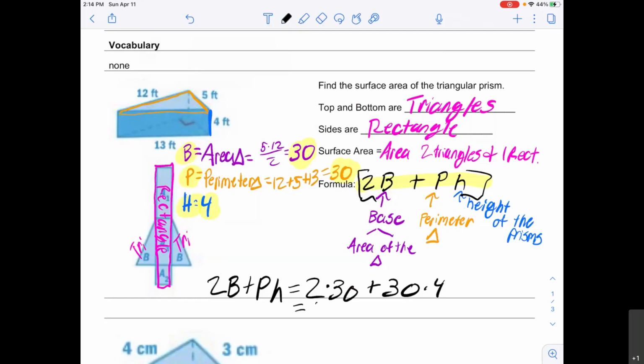2 times 30 is 60. 4 times 30 is 120. So my final surface area is 60 plus 120, which is 180 feet squared. So that's the formula we're going to be using. 2 times the area of the base, in this case, the area of a triangle, plus the perimeter of that base, or the triangle in this case, times the height.